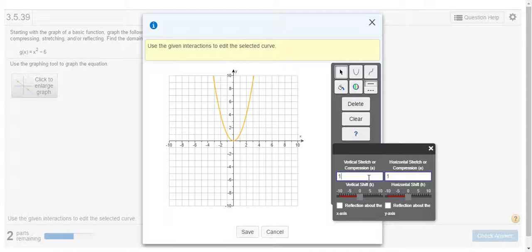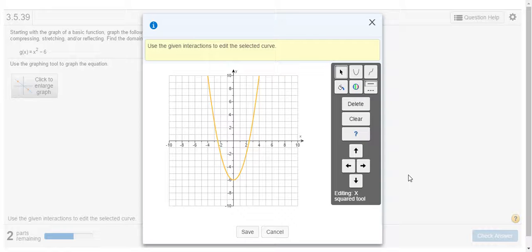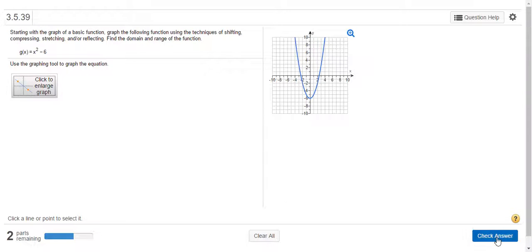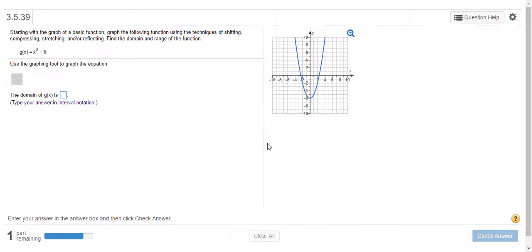But we're going to shift it down, and you can shift it this way, or I think you can actually drag it, and you can reflect it if it needs to be reflected. This one's not reflected. But anyway, we move it down 6 and save it. And we can check that answer, and that's correct.